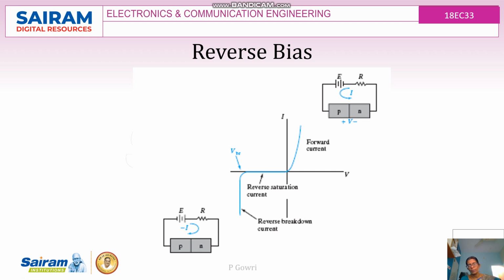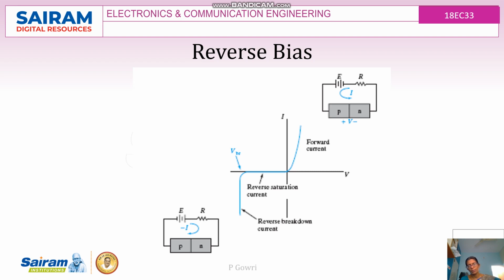So in the reverse bias condition, what is meant by reverse bias? Reverse bias is when the P region is connected to the negative terminal of the battery and the N region is connected to the positive terminal of the battery. So here the diode is reverse biased.